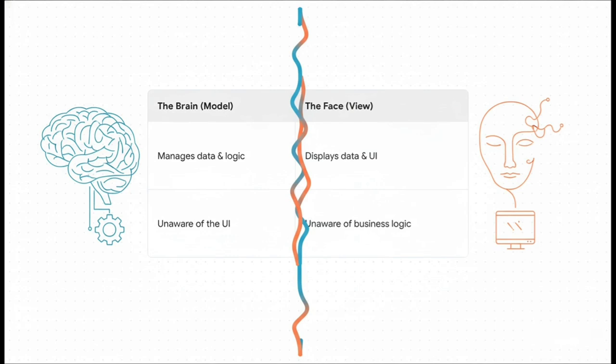And this just lays it out so perfectly. You've got the brain, the model, doing all the heavy lifting with data and logic, but it's totally blind to how any of it gets displayed. And then you've got the face, the view, making everything look pretty, but it's completely, blissfully unaware of all the complicated stuff happening in the background. One job, one focus. They stay in their own lanes.